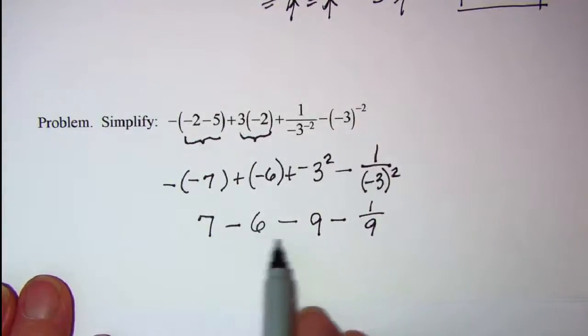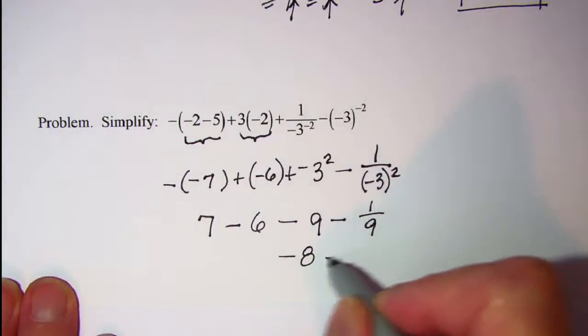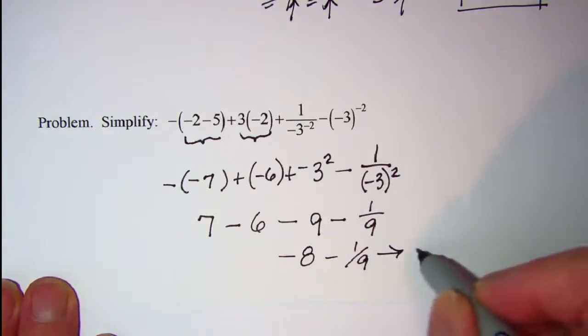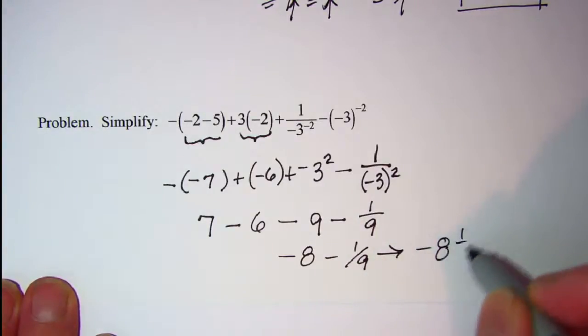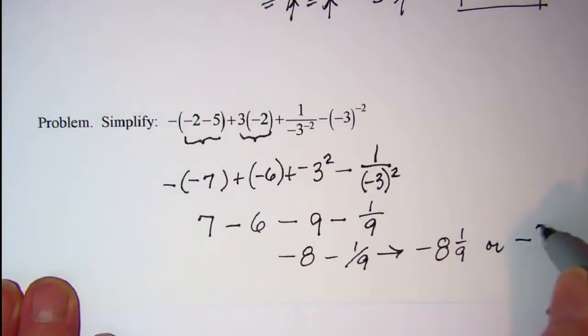7 minus 6 minus 9 is a negative 8. And that then is a negative 8 and 1/9. Or we could write that as a negative 73 over 9.